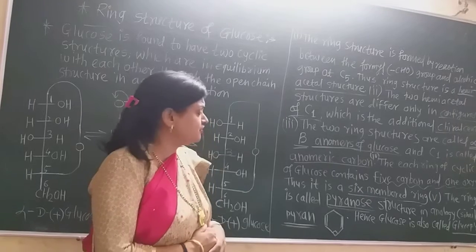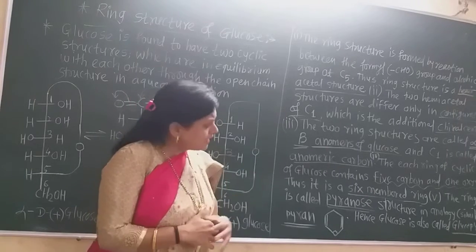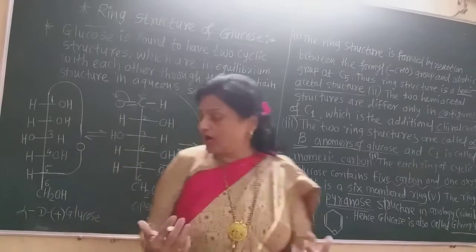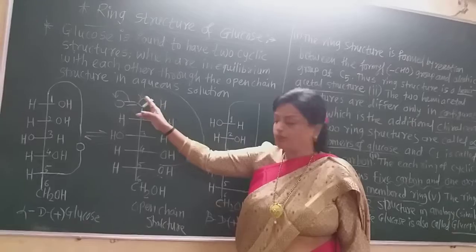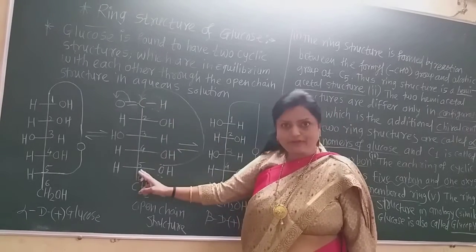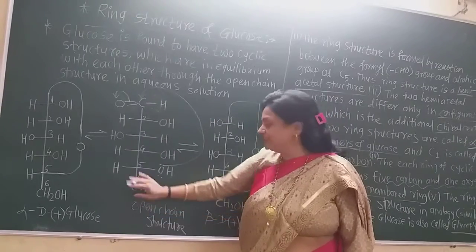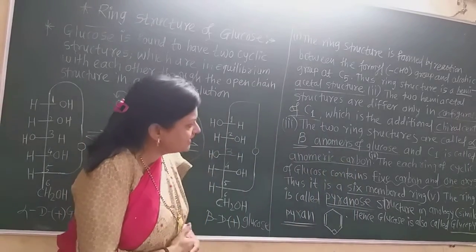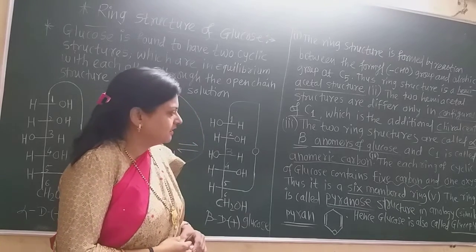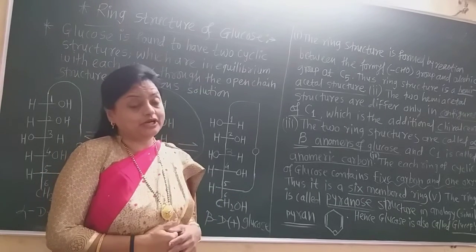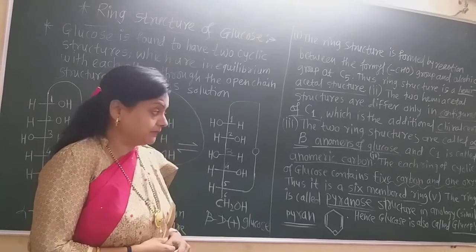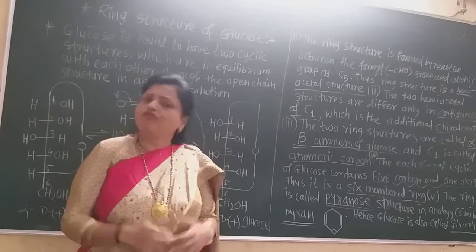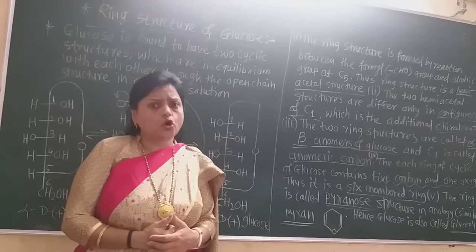Each ring of the cyclic structure of glucose contains only 5 carbon atoms and 1 oxygen atom. Why is the sixth carbon atom not there? Because the bond is formed between C1 and C5, not C1 and C6, so the sixth carbon is out of the ring. Only 5 carbons and 1 oxygen are in the ring, so it is a 6-membered ring, and the ring structure is called pyranose or glucopyranose. Why is the ring structure called pyranose or glucopyranose?